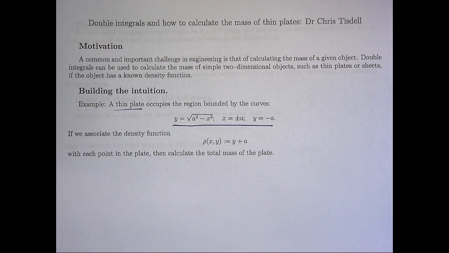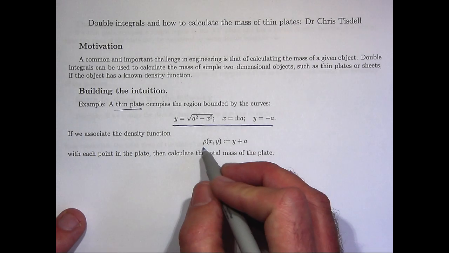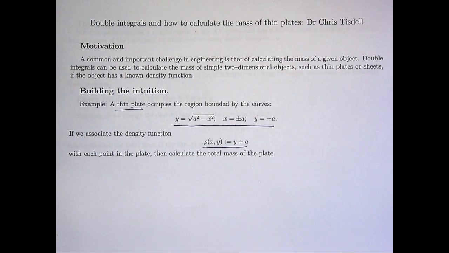It covers the region bounded by these curves here. And in particular, the plate has a density function associated with it. So rho, I've used the notation rho to signify the density function. Here A is a positive constant. We're asked to calculate the total mass of the plate. Okay, so we'll use double integrals to do that.